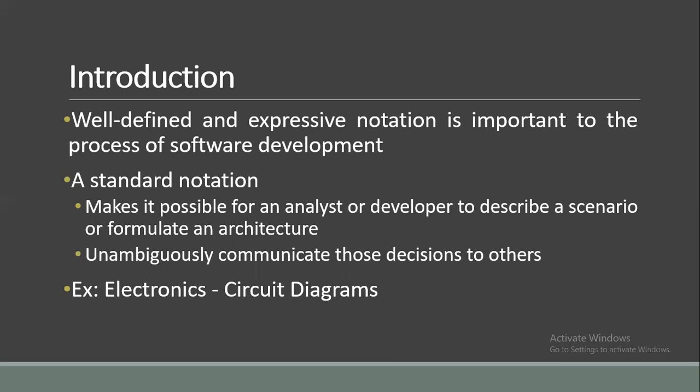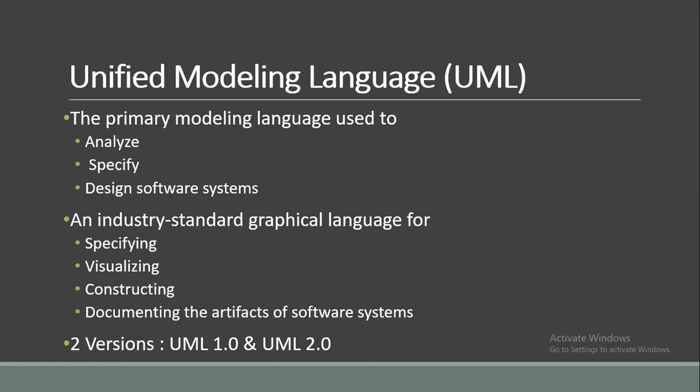When it comes to electronics, we have circuit diagram symbols. We know the LED has a standard notation, and that notation is used in Sri Lanka, the USA, China, etc. That's not going to change. Likewise, for software development, people want a standard language. So UML came as a result of that need, right?